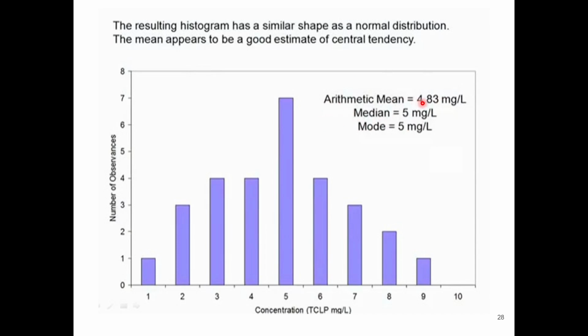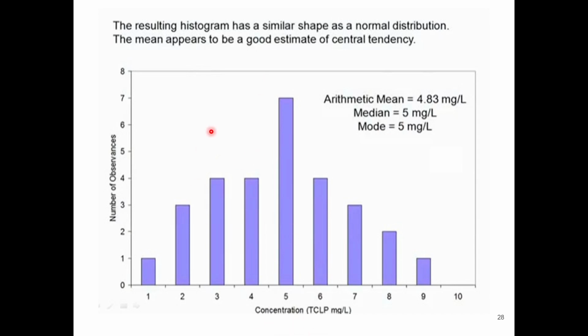The mean is around 4.83, which if you round it off to 0 decimal places, will become 5 only. So the arithmetic mean is 4.83, rounding off to 0 decimal places, it is 5 milligram per liter. The median is 5 milligram per liter, and the mode is also 5 milligram per liter. So it is a very good, normal distribution.